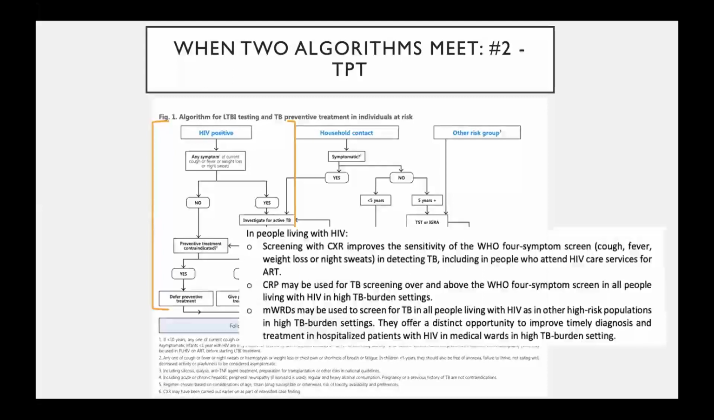And really in a recent rapid communication, I think the global TB department has also included chest X-rays to help improve the sensitivity of the 4 symptom screening, which is cough, fever, weight loss, or night sweats. And CRP may also be used additionally for TB screening over and above the WHO symptom screen. And I'll just move on.